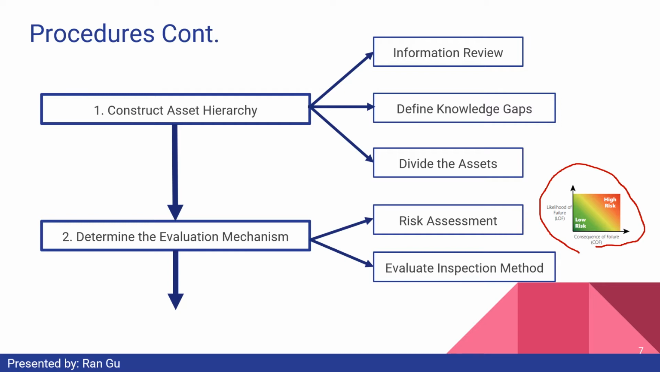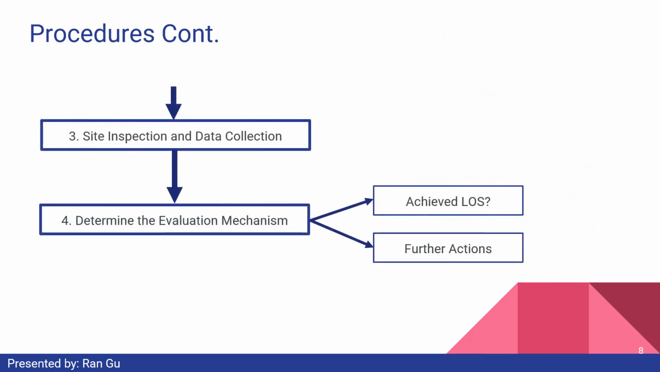After the risk assessment, the team shall evaluate different approaches of inspection. The municipality will eventually choose the most suitable option of inspection. The third stage is field inspection and data collection. The objective of this stage is to detect and record the damage of the assets, recording and analyzing the severities of the damage by inspectors or by other information collecting means.